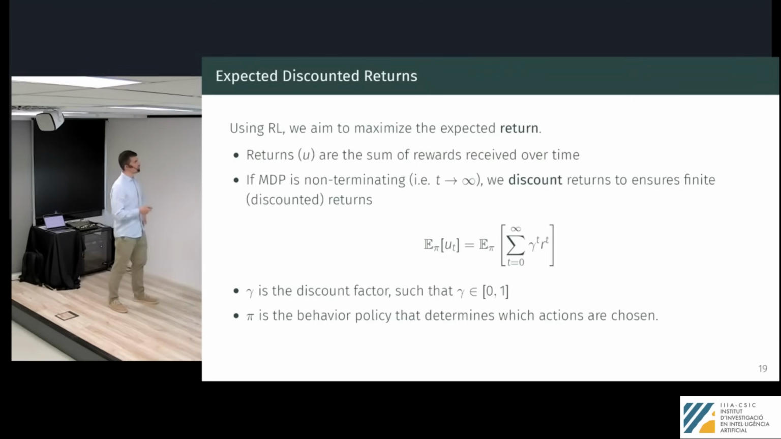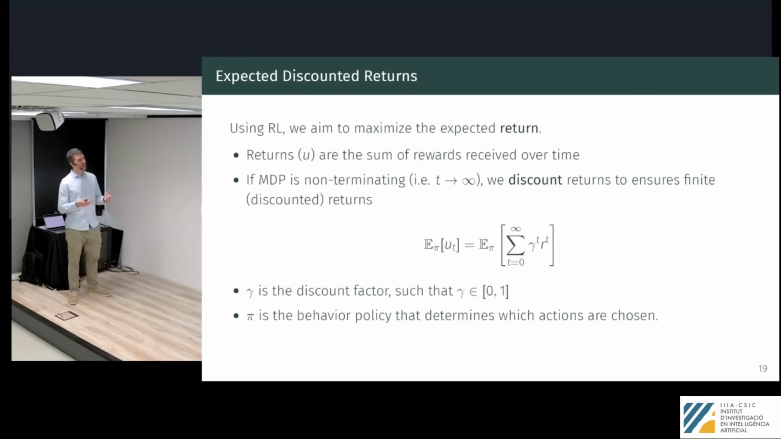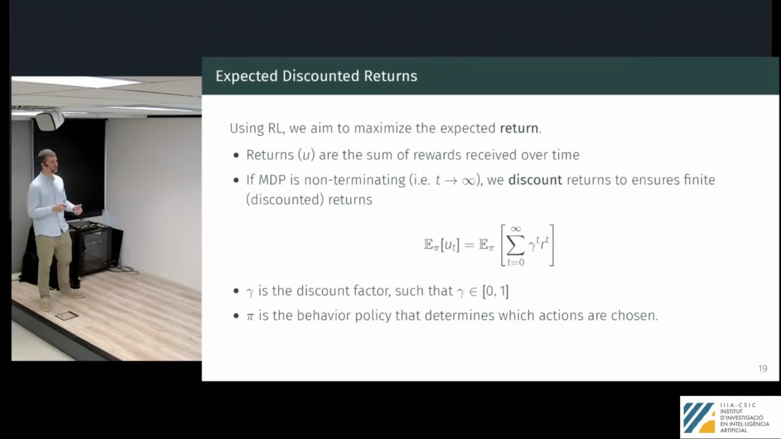Right, so first, what are discounted returns or expected discounted returns? In reinforcement learning, we want to learn a policy that maximizes the expected return. In this case, we're going to be using lowercase u for a return. And the return, as I mentioned earlier, is just the sum of the rewards over time. One thing you need to keep in mind is that if the MDP is non-terminating, which means it goes on and on, there's a problem that your return might become infinite. And then the problem is not defined anymore. You cannot solve that kind of problem.